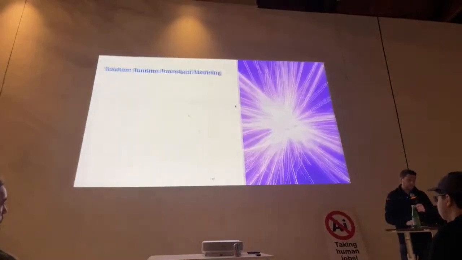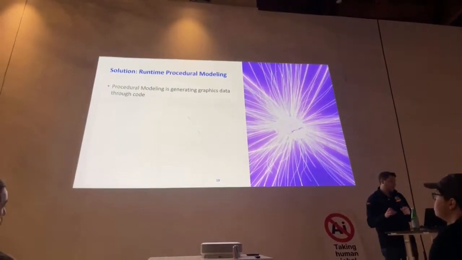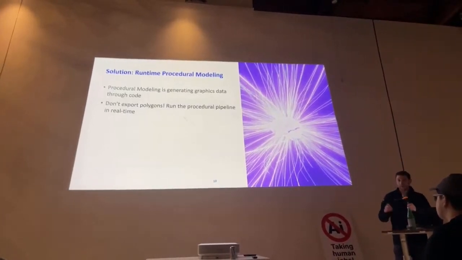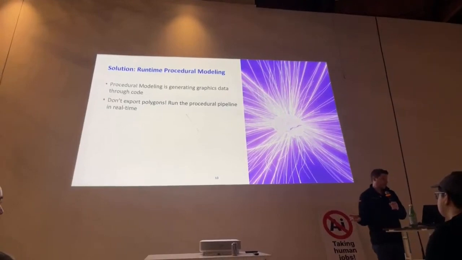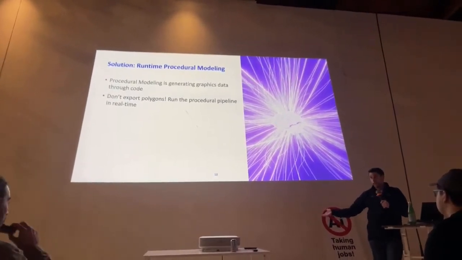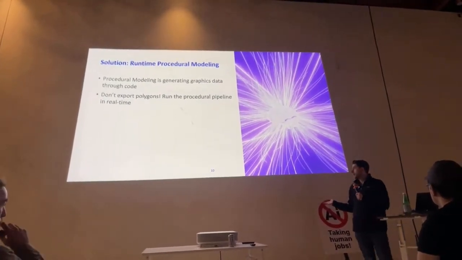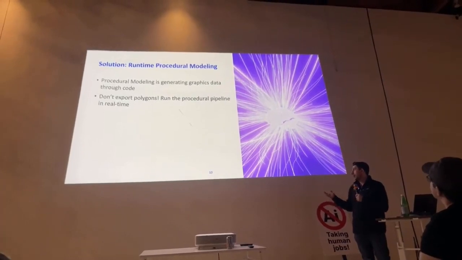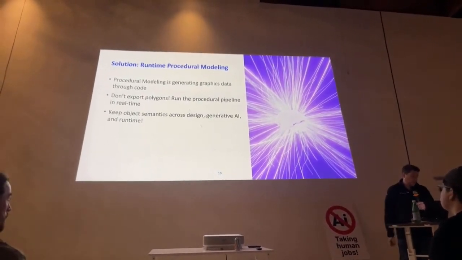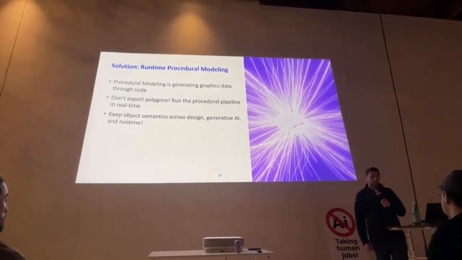But what we want to do now is take that and run the procedural modeling at runtime. We want to be able to generate graphics data through code. We want to be able to not export those as a polygon mesh. We want to be able to run our entire procedural pipeline in real time, very quickly at runtime. I think quickly is one of the reasons why I haven't seen as many of these techniques take off over the years, because there's not a high performance export path that can run at 60 frames per second. And we want to be able to keep those semantics that we talked about. We want a table to still be a table. We want a building to still be a building.